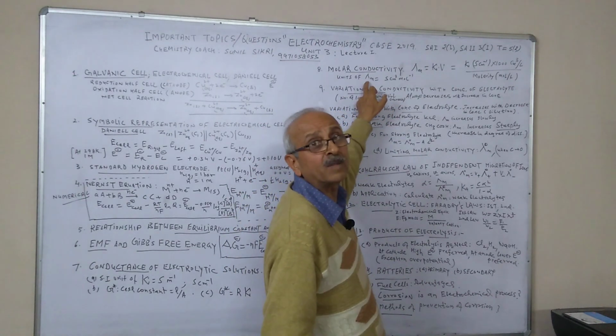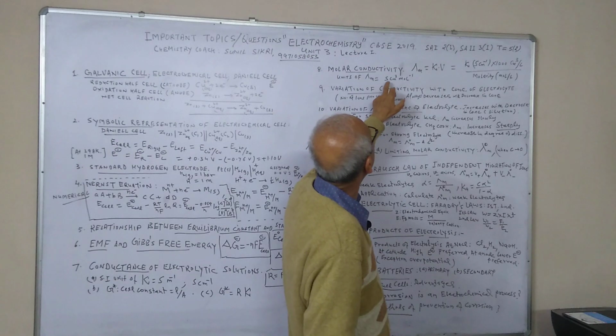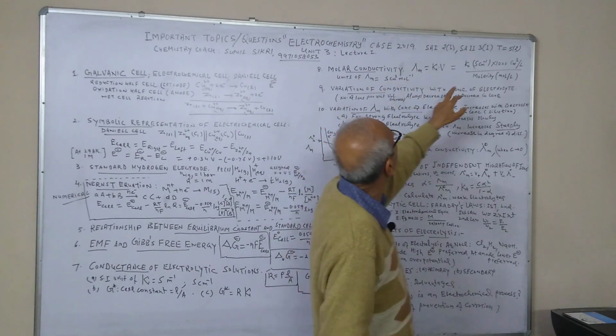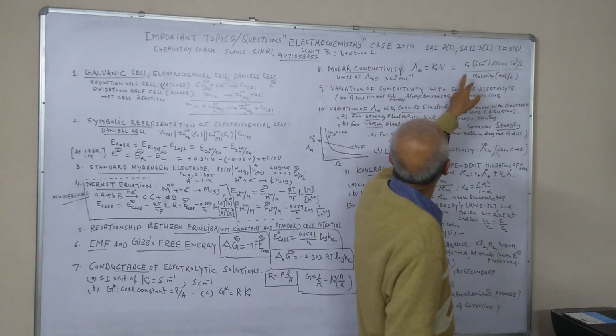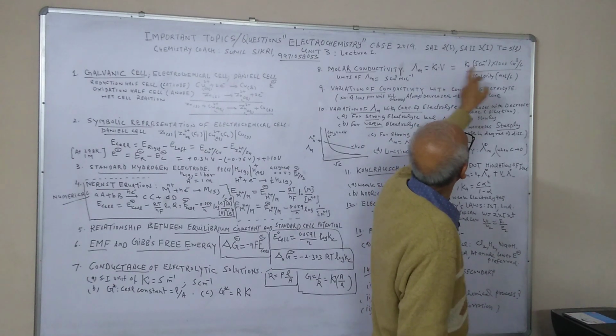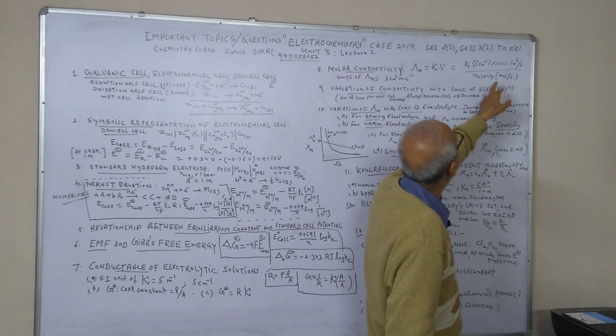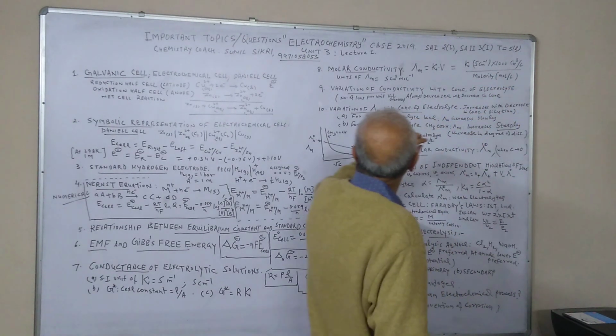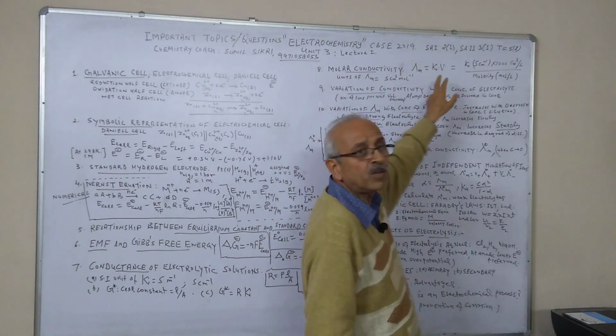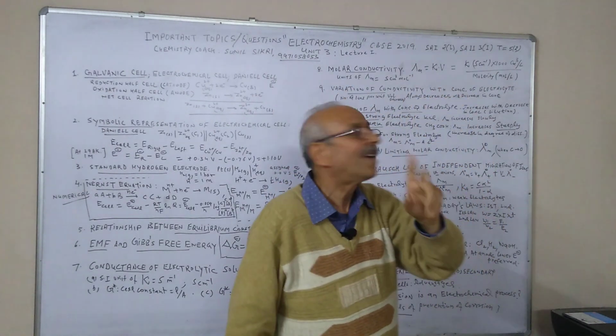Again, I am talking Siemens centimeter squared per mole, and if I put the right units, the formula becomes conductivity into 1000 centimeter cube per liter divided by molarity, which is always in moles per liter. So this formula is very useful for solving numericals. It is usually asked in the board paper.